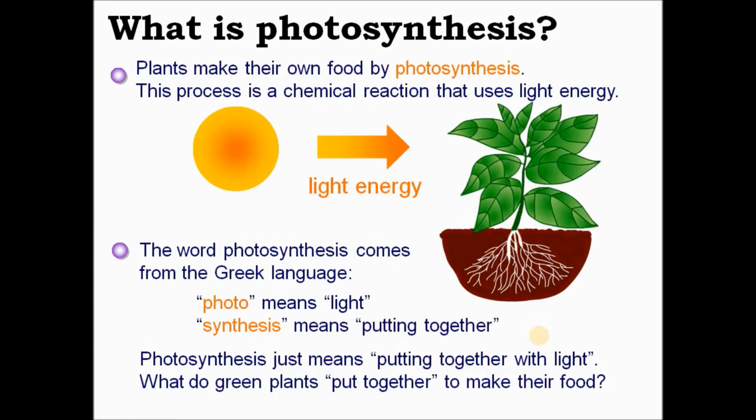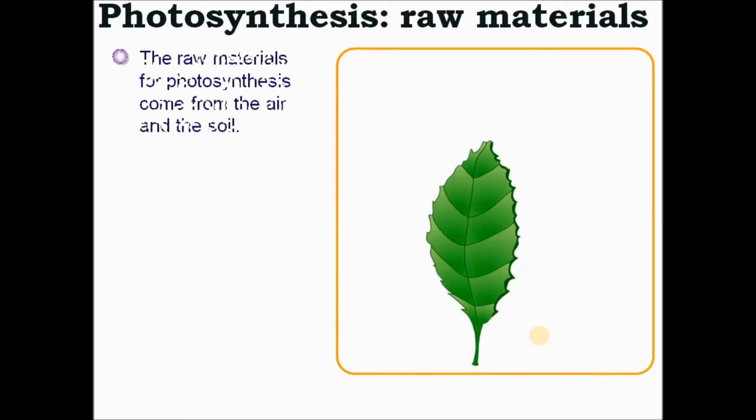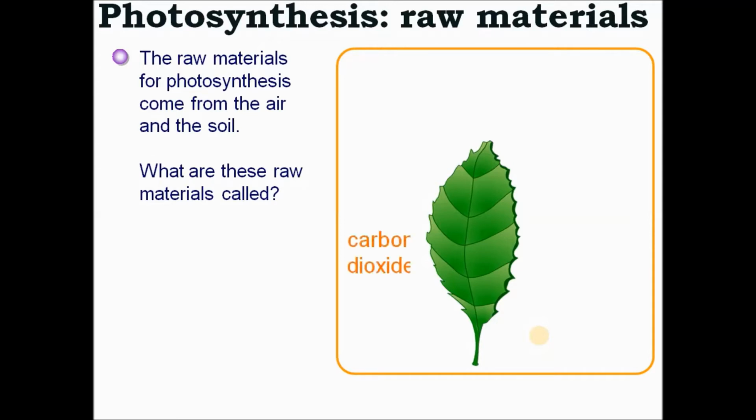What do green plants put together to make their food? Yes, of course, we need to know what are the things that are utilized for this photosynthesis process. So let's see what are the raw materials of this entire photosynthesis process. The raw materials for photosynthesis come from air and soil. What are these raw materials called? Yes, carbon dioxide and water. Plants obtain carbon dioxide from air through stomata, whereas water is absorbed by the roots of the plant.